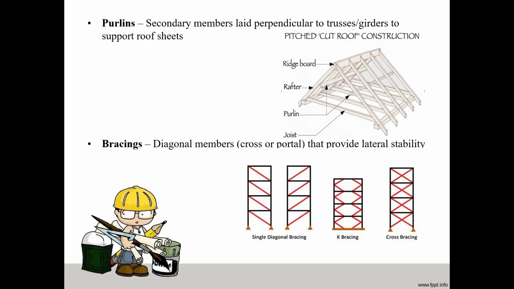Then the next one is bracing, diagonal members that provide lateral stability. To improve lateral stability, bracings are provided, which are diagonal members. There are also different types, such as single diagonal bracing, K bracing, cross bracing, etc.